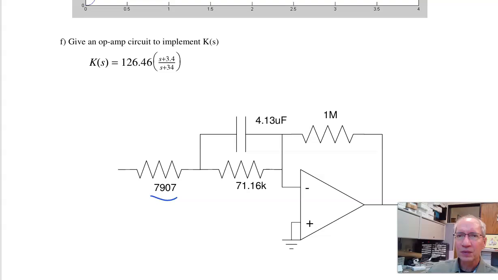At DC, capacitors don't matter. At DC, I want the gain of 12.6. Gives you the total of 80K. This is 7.9K. Here's the remainder, 71K. Then define C. That's the zero. So I switch from resistive to capacitive at s equals 3.4, where 1 over RC is 3.4. I know R, solve for C. C is 4.1 microfarads. Here's the circuit to implement my lead compensator.